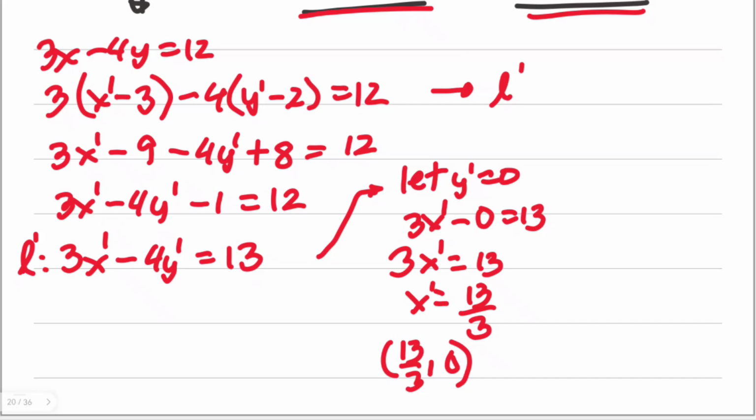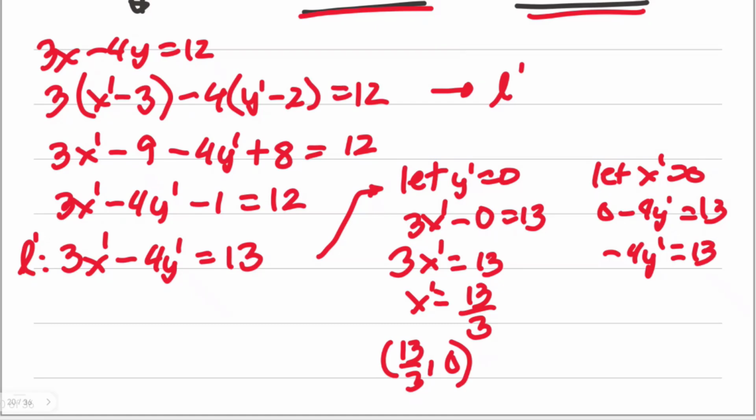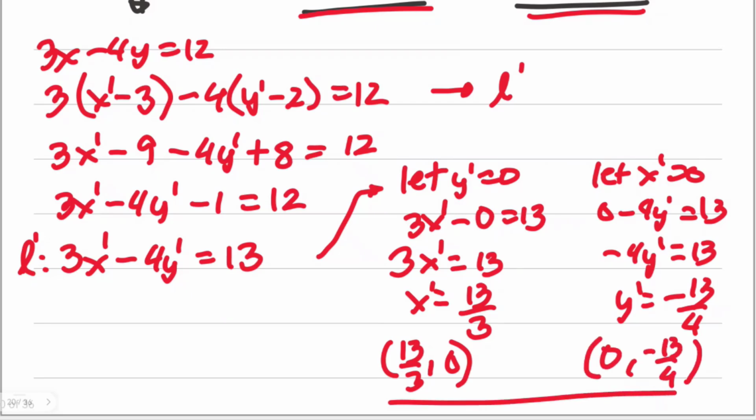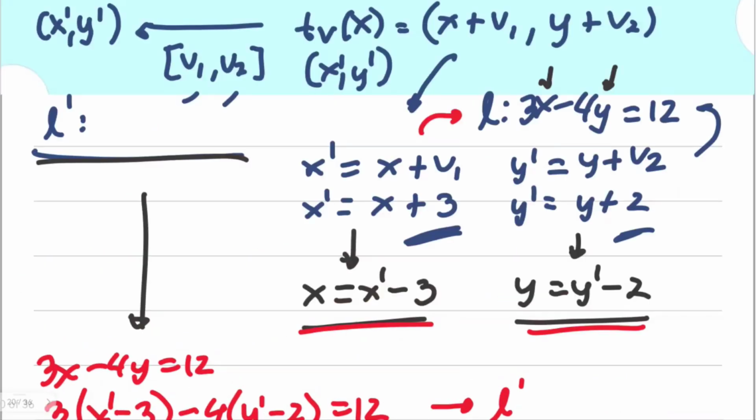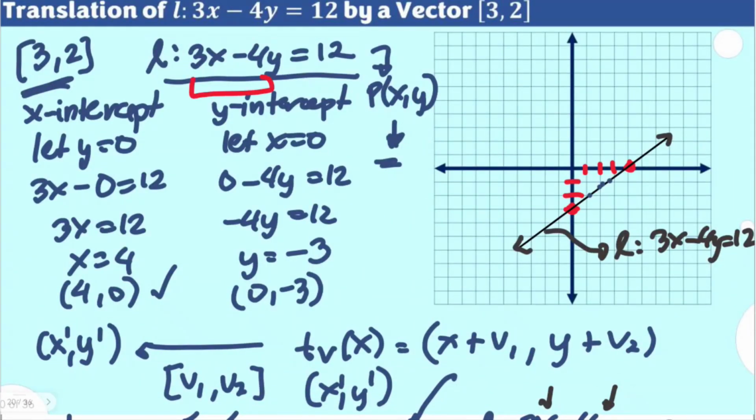For the second one, let x prime be 0. So you have here 0 minus 4y prime is equal to 13. So minus 4y prime is 13. So you will have y prime is negative 13 fourths, or the point 0 and negative 13 fourths. These would be the 2 points needed in order for us to graph this. And as you can see, it's actually parallel. It has the same coefficients as the given, so it must be parallel.